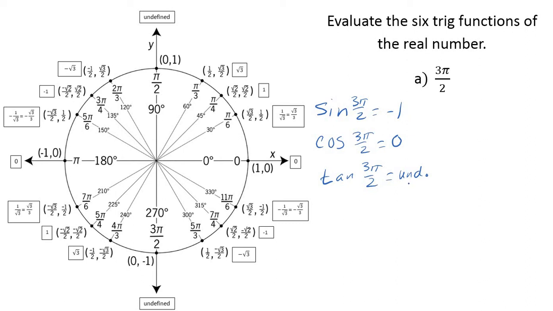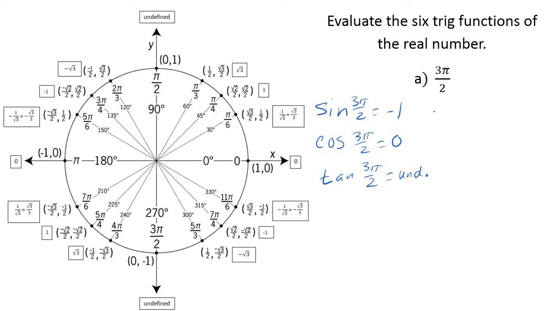Now, sine, cosine, tangent, those are the big 3. Let's do those other ones. We've got cosecant, secant, and cotangent. Those are reciprocals of these 3. So once you find the big 3, the other ones are easy. They're simply reciprocals.